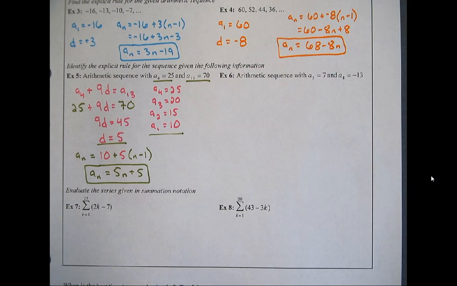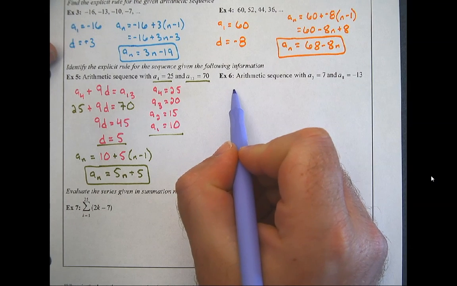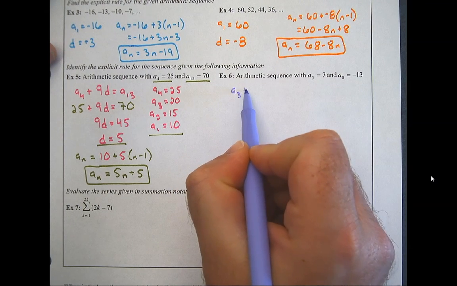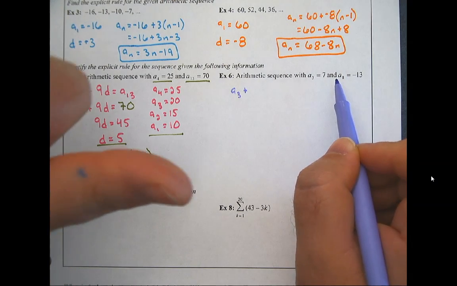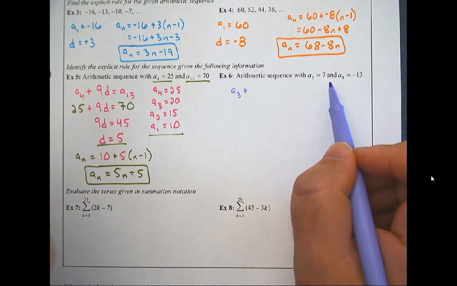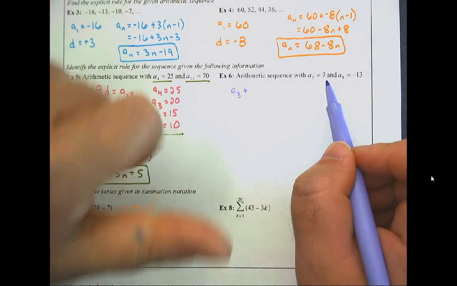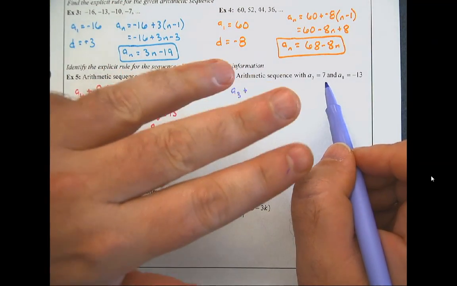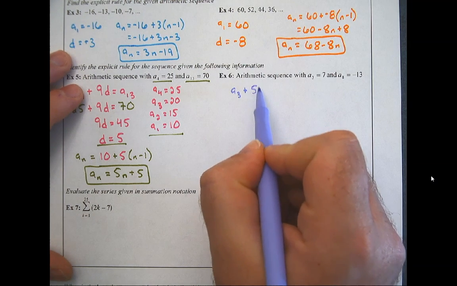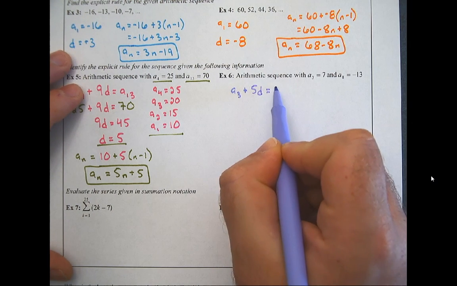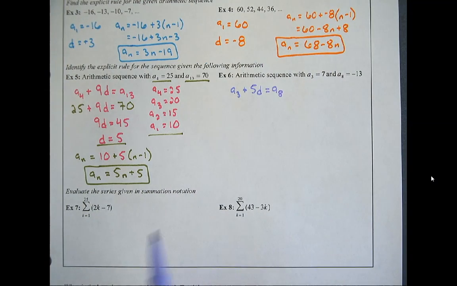So a sub 3 is where I start, plus, okay, between 3 and 8. I always need to use my fingers. I don't count a sub 3, I count the gaps. So a sub 3, a sub 4, a sub 5, a sub 6, a sub 7, a sub 8. So that's 5 gaps. There are 5 differences until I get to a sub 8.